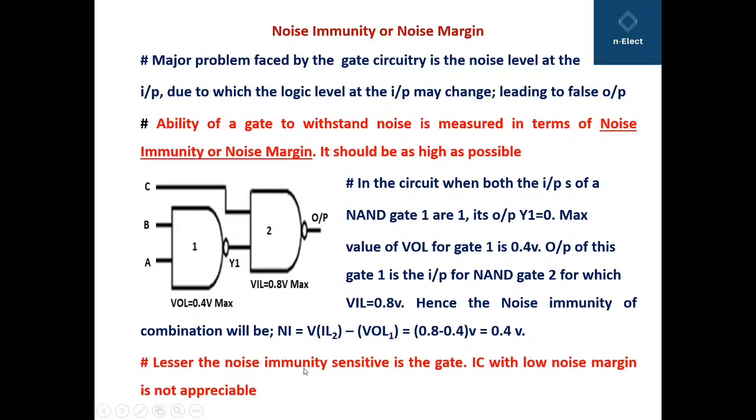The lesser the noise immunity, the more sensitive the gate will be, because with very little noise the gate output will change. An IC with a low noise margin is not appreciable, so it is always preferable that the noise margin or noise immunity should be more.